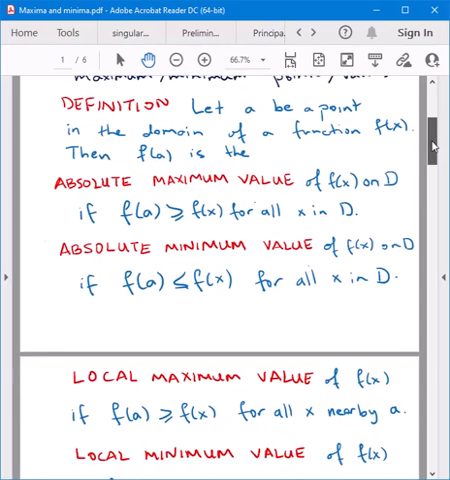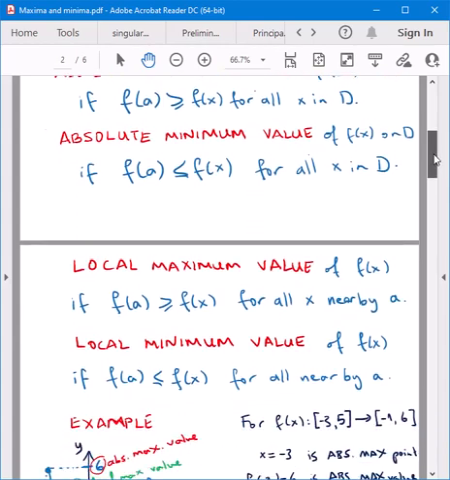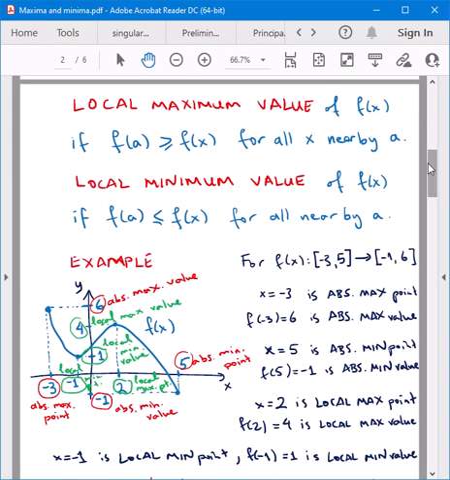An absolute minimum value of a function is if f of a is less than or equal to f of x for all other points x in the domain, then such a point is called an absolute minimum, and the value there, f of a, is the absolute minimum value. So a local maximum value of a function f of x is if f of a is greater than or equal to f of x for all x nearby a. So this is a local part of the domain. And a local minimum value of f of x is if f of a is less than or equal to f of x for all x nearby a.